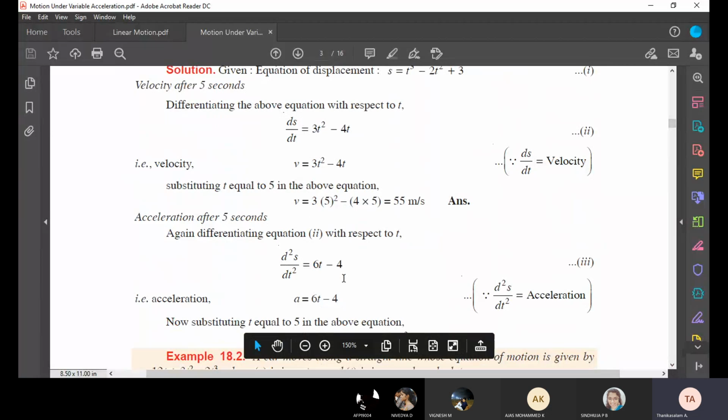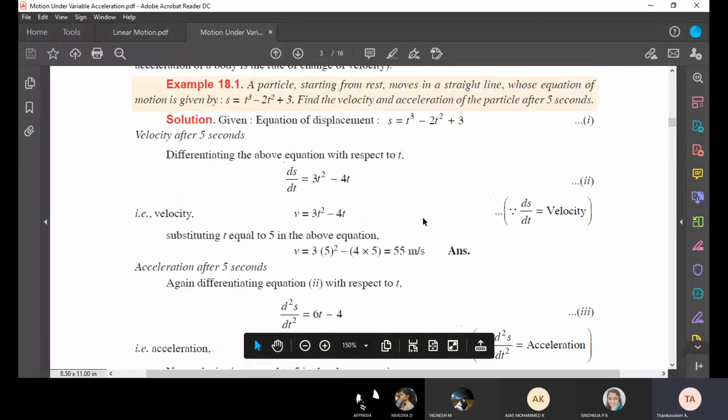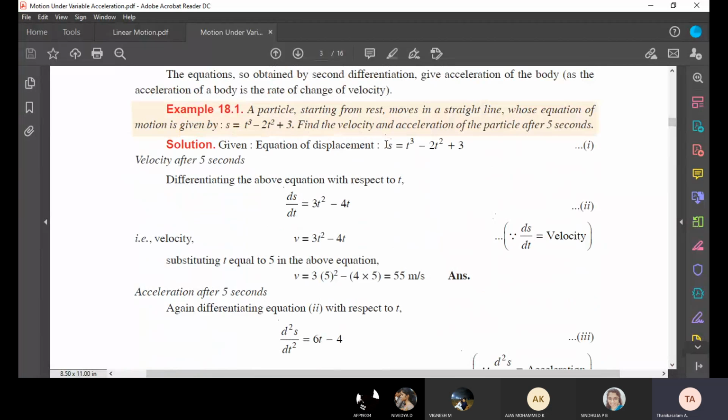Very simple question, no? They have given the equation, that is distance or displacement, S equal to t cube minus 2t squared plus 3. They are asking what is the velocity and acceleration after 5 seconds. So what do you have to do? We know velocity v equal to ds by dt, so I am doing differentiation. Therefore, t cube differentiation is 3t squared, minus 2t squared differentiation is 4t. 3 is a constant, so the differentiation becomes 0, so I neglected it.